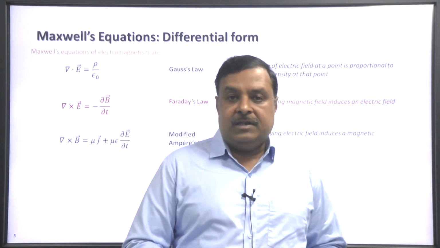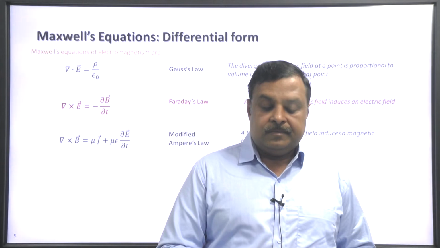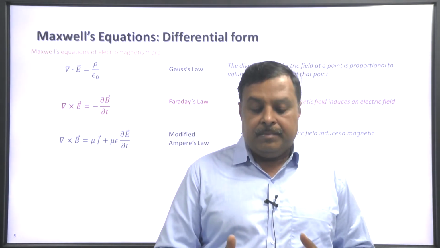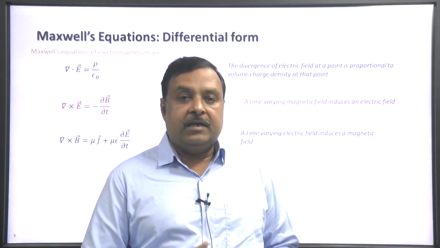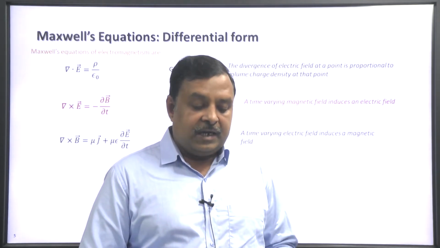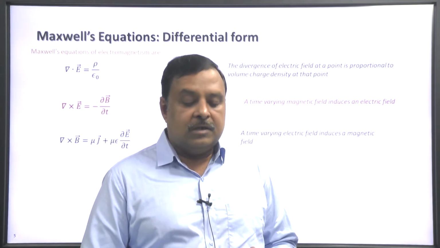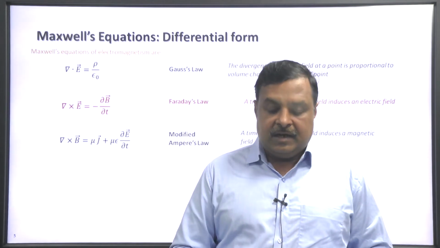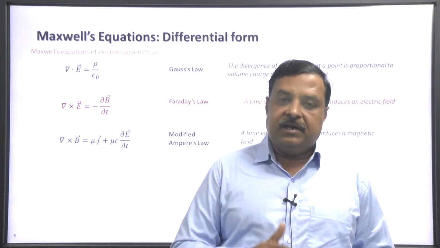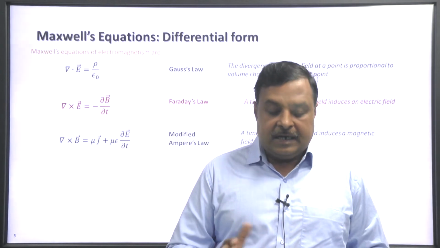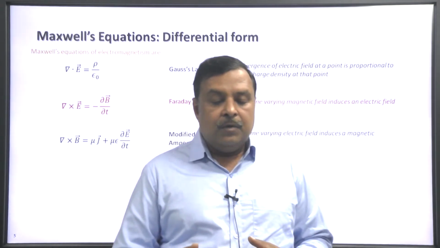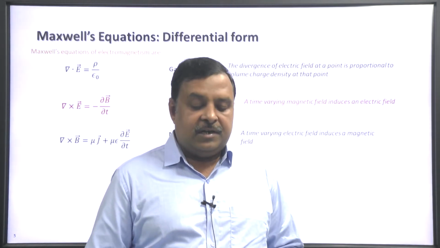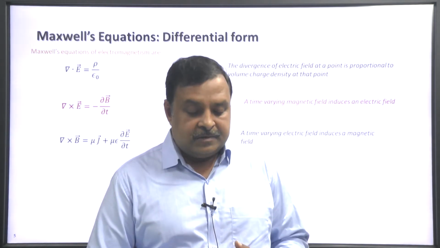The third equation is modified Ampere's law, del cross B equal to mu j plus mu epsilon delta E by delta t. B is magnetic field, mu is permeability of the medium, j is current density, epsilon is permittivity of the medium, E is electric field. What does this equation represent? This shows that a time varying electric field induces a magnetic field.